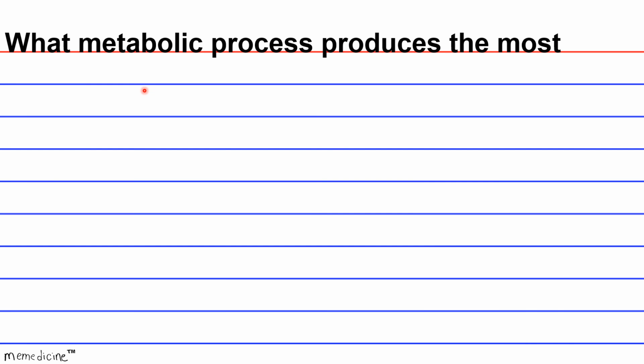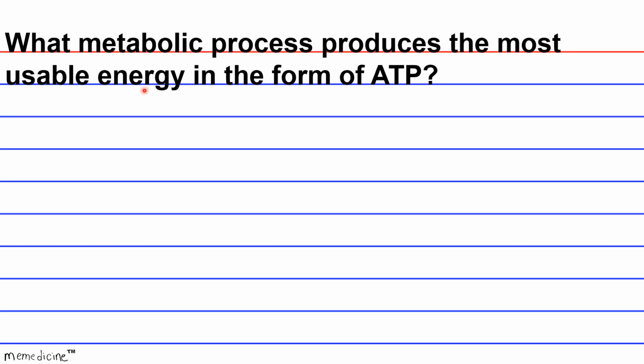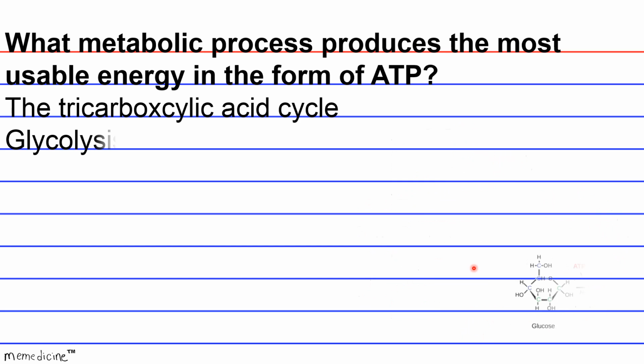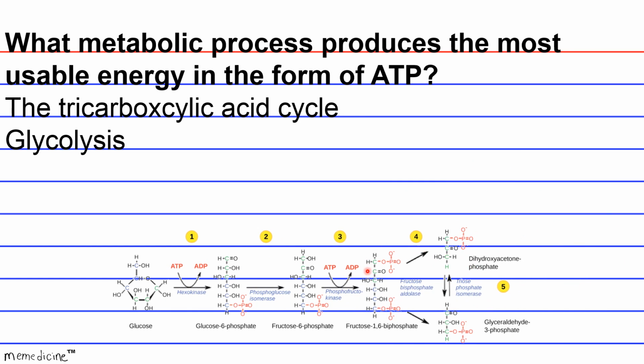What metabolic process produces the most usable energy in the form specifically of ATP? Is it going to be the TCA cycle, the tricarboxylic acid cycle, also known as the citric acid cycle? I see like one ATP here. This is GTP, not even ATP. Is it going to be glycolysis? I see an ATP being used.